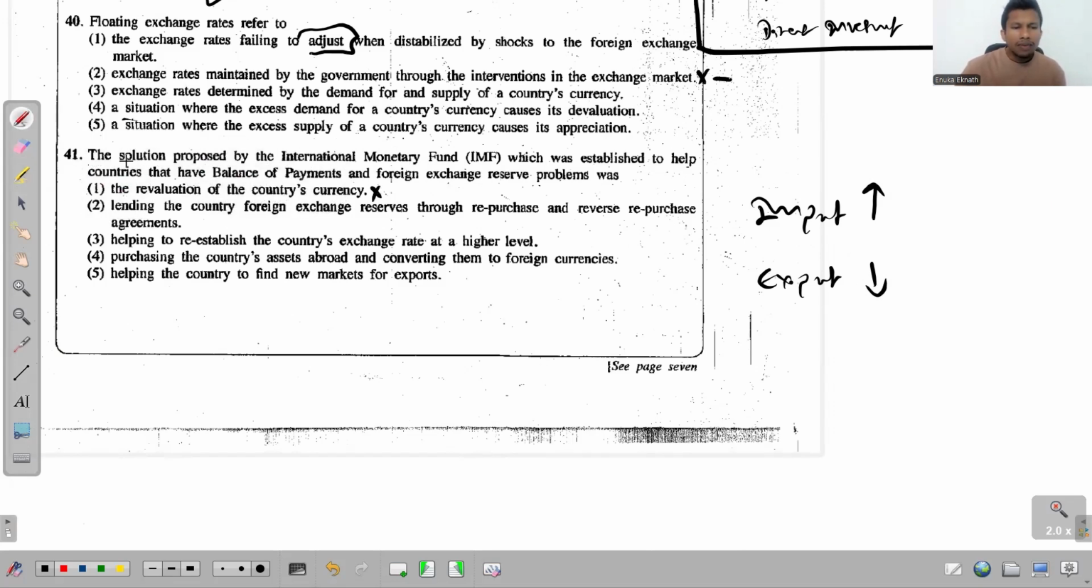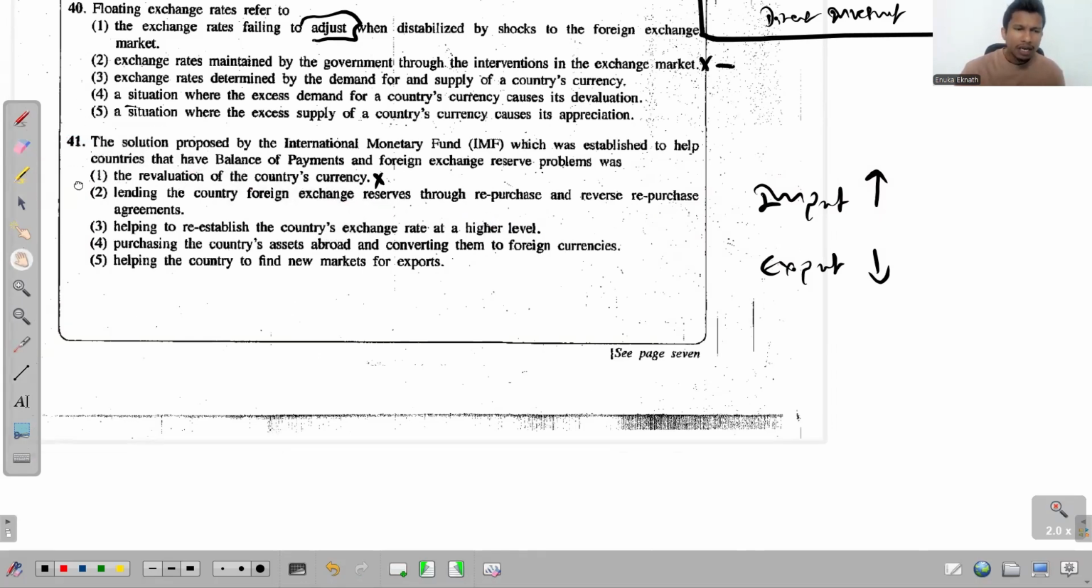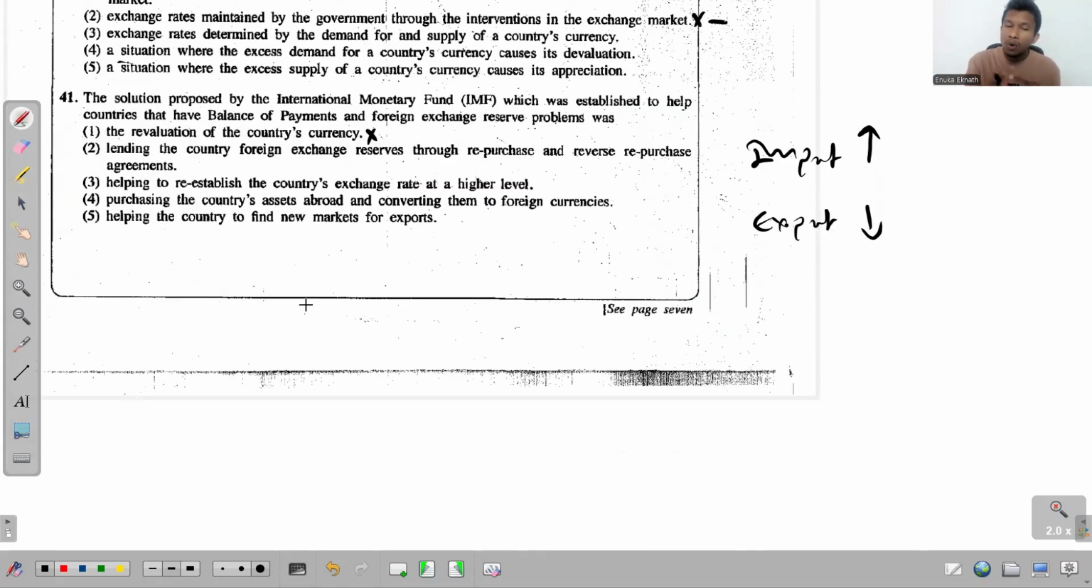And the third one says lending the country foreign exchange reserves, which means simply they lend us the required foreign currency, let's say dollars. They lend us dollars. Then repurchase and reverse repurchase agreements. See that now, what do we mean by repurchase and reverse repurchase agreements? Repurchase agreements means, hope you remember what happens between the central bank and commercial banks.